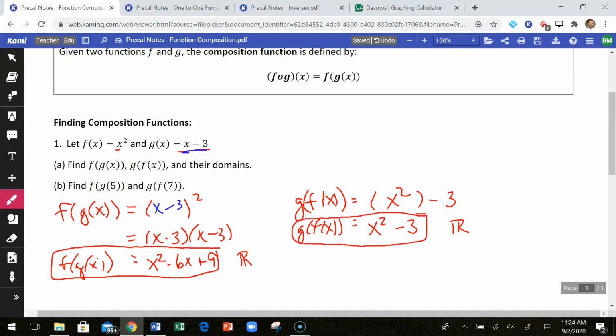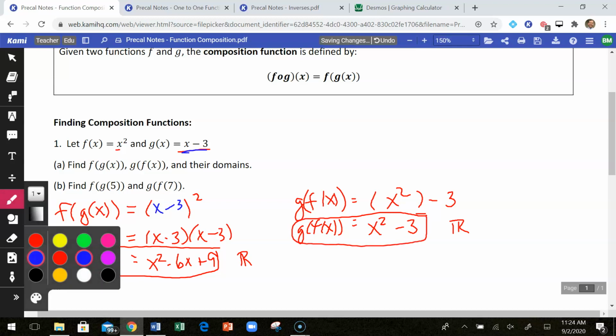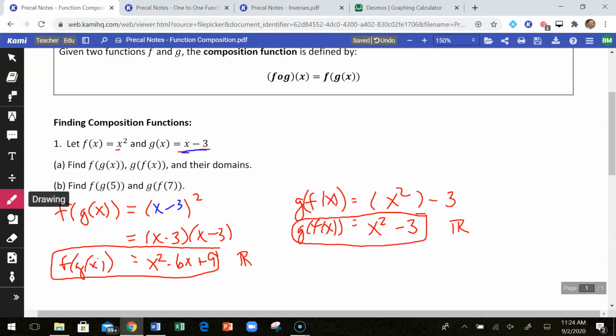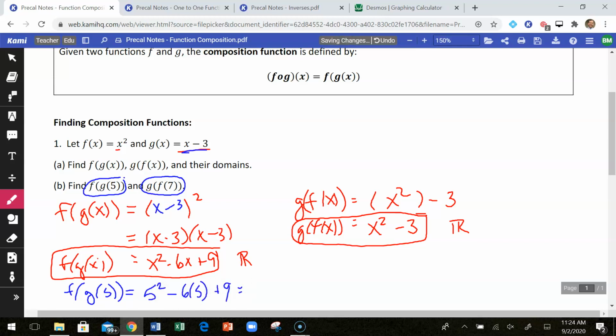but g of f of x is equal to x squared minus 3. Then it asks us in part B to find f of g of 5 and g of f of 7. So if I want to find f of g of 5, well, I have the function f of g now. That just means I need to plug in 5 for all my x's. So we'd have 5 squared minus 6 times 5 plus 9, so that's 25 minus 30, which would be negative 5, plus 9, which would give us 4.